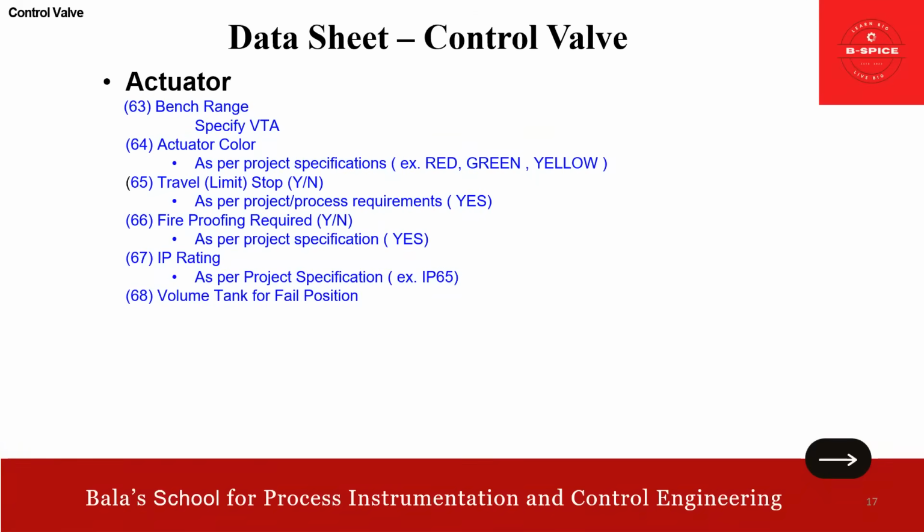Then volume tank for fail position. Okay. So this also you need to see what your requirement is. Don't specify VTA. The vendor will advise if there is any requirement for a fail position. Basically, I think for a single cycle it's not required, but it depends. Then also, volume tank for additional stroke. So this is actually a challenge. Challenge in the sense that it depends again on the project requirement. So you put yes. In this case, I put yes.